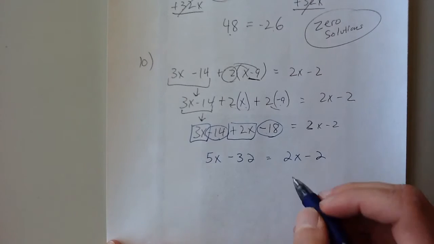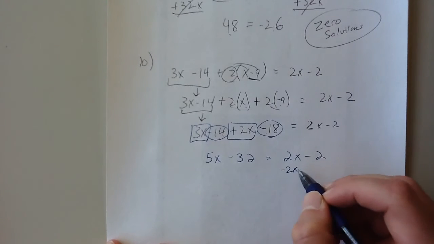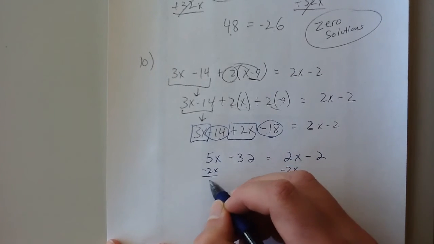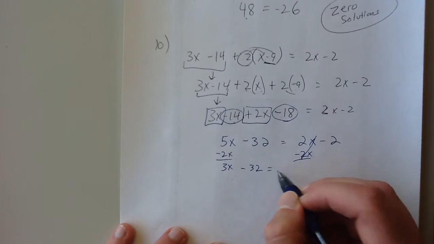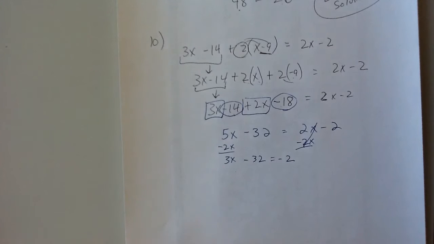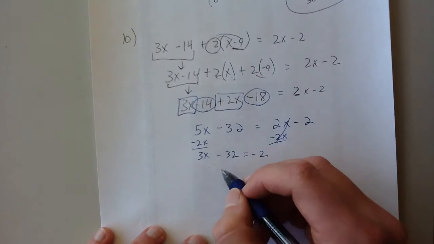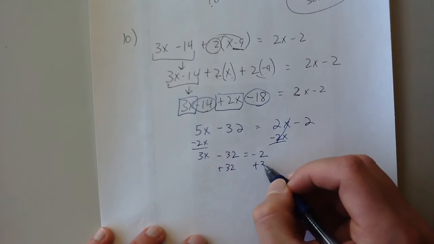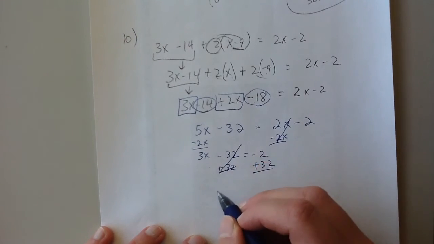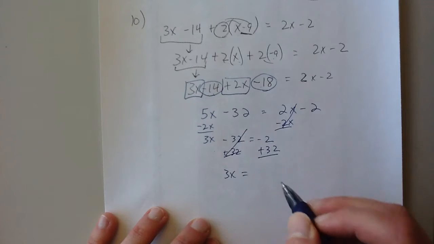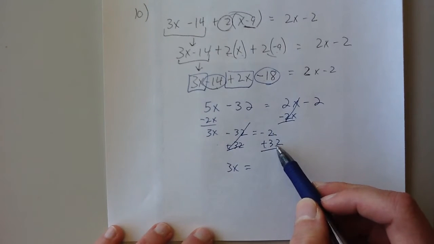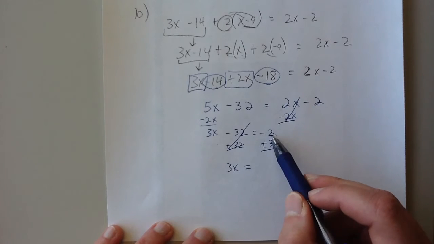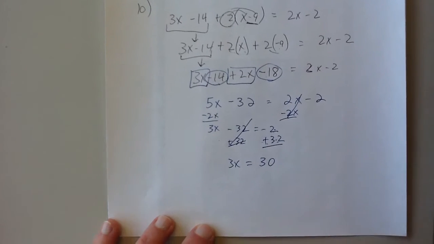All right, so let's get the x terms on the left so they're positive. To do that, I subtract 2x from both sides to get 3x minus 32 equals negative 2. So if my x terms are on the left, that means get the numbers on the right. So I add 32 to both sides. So on the left side, you got 3x, and the right side, you have negative 2 plus 32, or you could read it as 32 minus 2, which is positive 30.